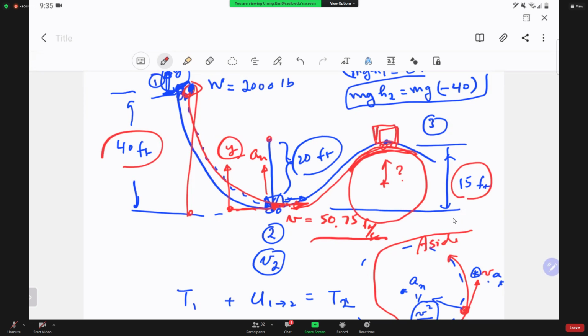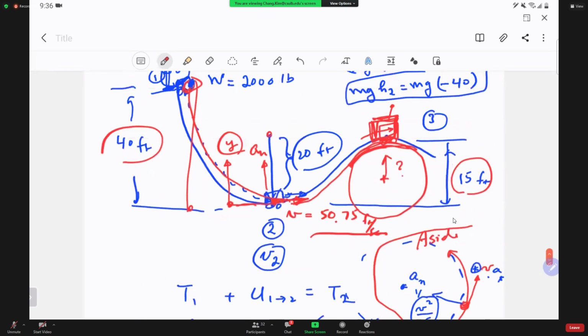Because if I put a high speed, then the cart will try to fall out. So just enough that we have a force, just enough that we have a small contact in this case. So let's go ahead and take a look at that.